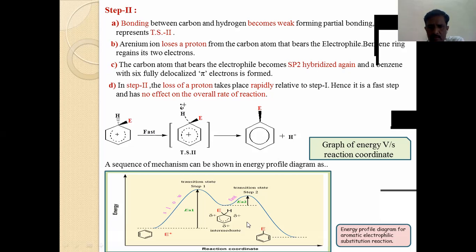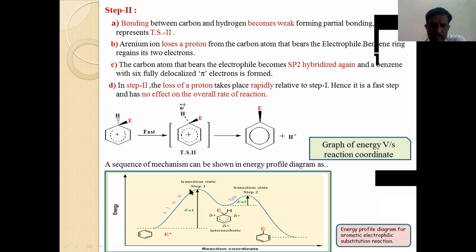If you check the energy profile diagram, how the sequence of the mechanism takes place, I have shown here by the plot of energy versus reaction coordinate. This graph of energy versus reaction coordinate is called the energy profile diagram. Just observe here, this is the benzene molecule. When the electrophile comes closer to the benzene molecule, the energy automatically increases. It increases to a maximum, that is called the transition state.